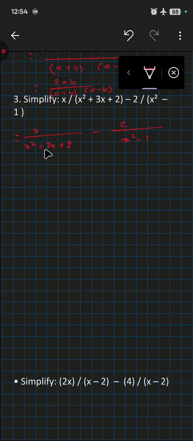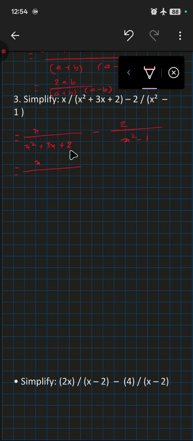So here we can easily see a middle term split method can be used for factorization, for making it into product form. And for this we can convert it into formula a square minus b square and change it into product form. So our first target is to change the denominator into product form for taking LCM. That is why we will do that first.